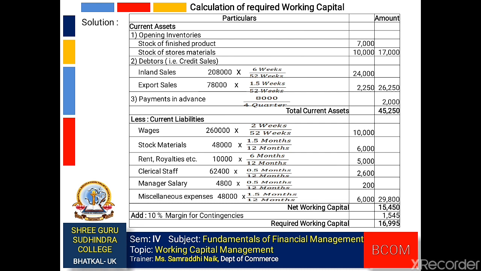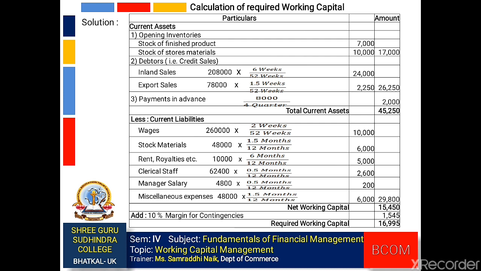Third one, rent and royalties, rupees 10,000 per year. But as per the illustration, it is only for 6 months. So the amount should be 10,000 into 6 divided by 12 months, rupees 5,000. Clerical staff, rupees 62,400 per year. But the illustration shows it only for half month. So the amount should be 62,400 into 0.5 divided by 12 months, 2,600. Fifth one, manager salary, rupees 4,800 per year.